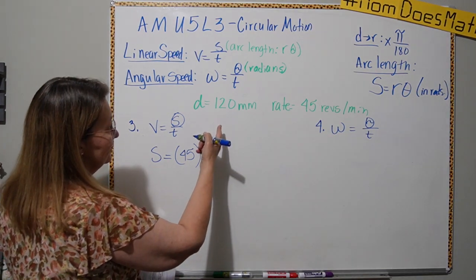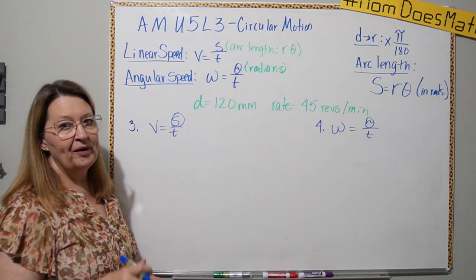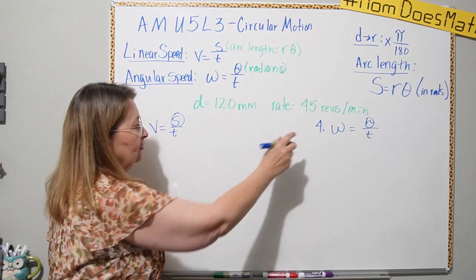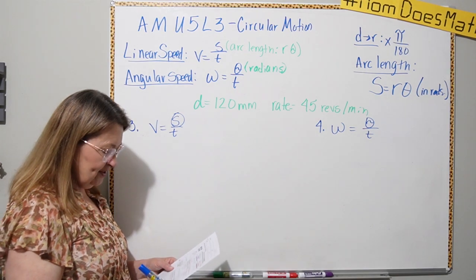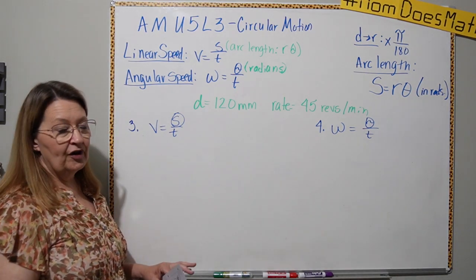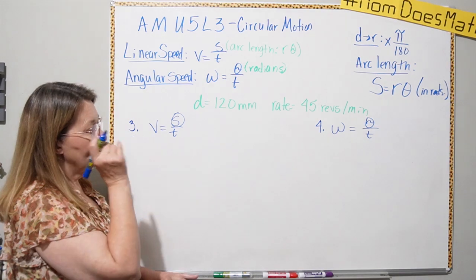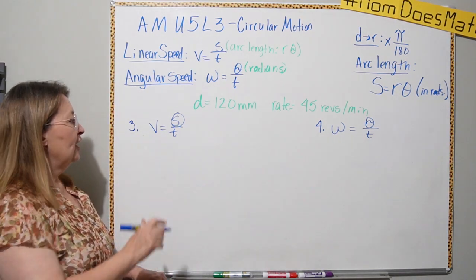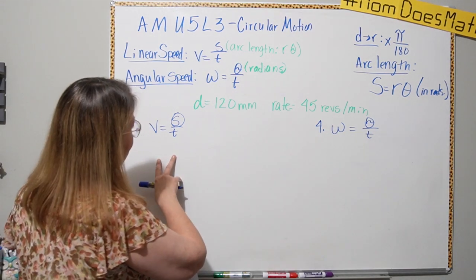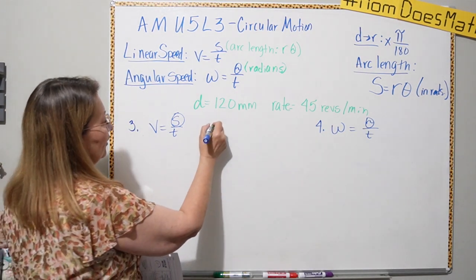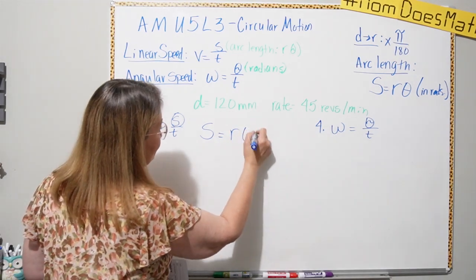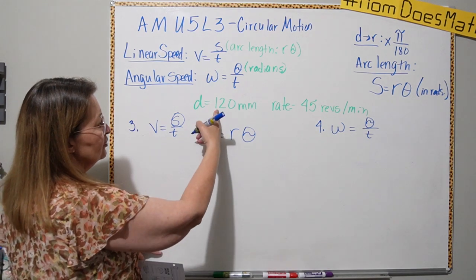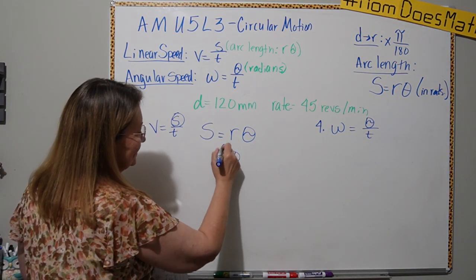Well, it's going around 45 times, but how much is one time? Okay, on number 3 and 4, we have the same scenario again, and we're going to find linear speed for number 3 and angular speed for number 4. So the scenario is that there's a CD with a diameter of 120 millimeters, and it is rotating around at 45 revs per minute. So first, to find linear speed, I need to find S. All right, what is S? Well, S is equal to the radius times theta. What's the radius? Well, if this is your diameter, your radius is 60.